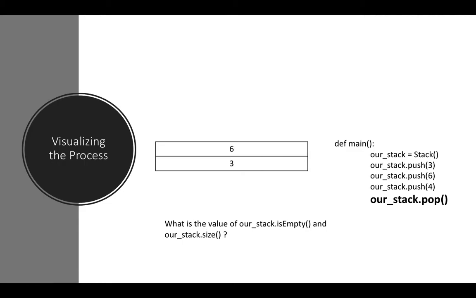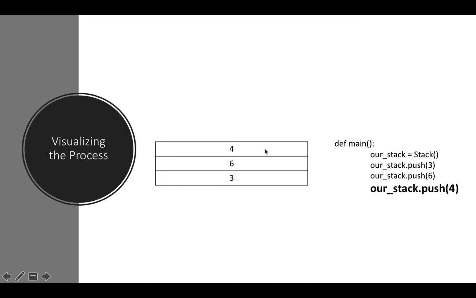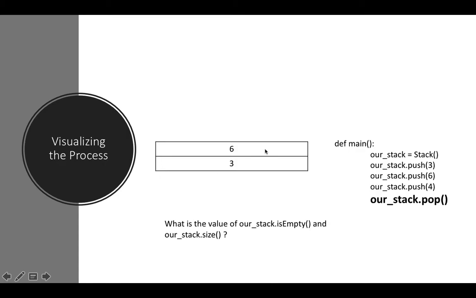And then now let's talk about pop. What pop does is it removes the thing on top of the stack and also returns it. And so in this case, if we did our stack.pop, we would get back the 4 because that was on top of the stack, and we would remove it from the stack as well.